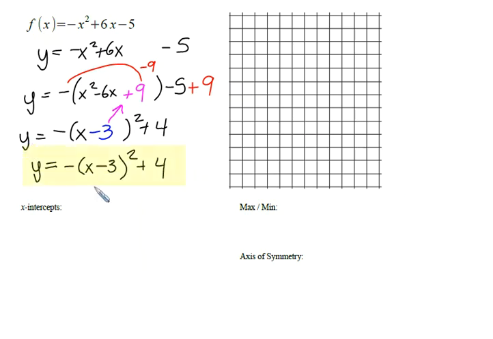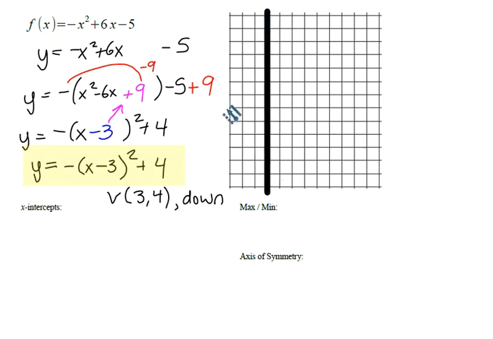At this stage of the game, we can identify the vertex is at (3, 4). This parabola is opening down because of the negative in front of the squared expression, and there is no vertical multiple to this parabola. So we will go ahead and sketch its graph, being mindful of where the vertex is when we draw in the axes.